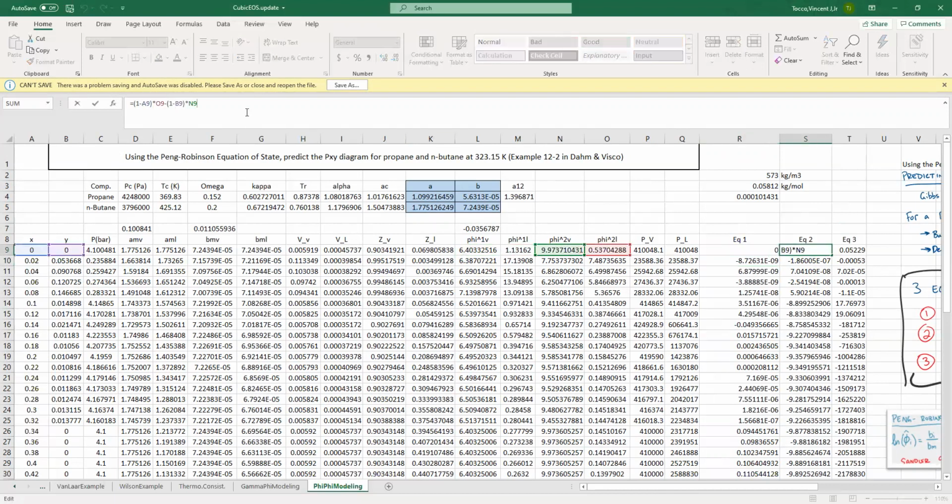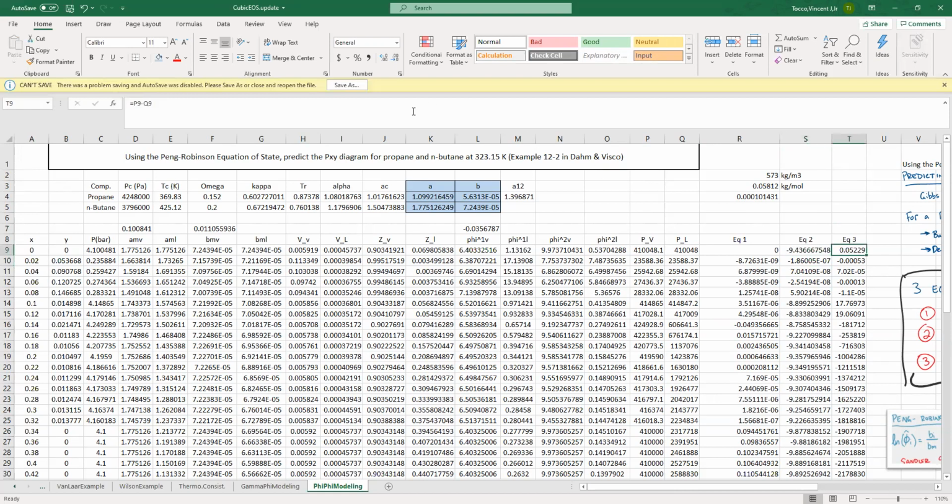Equation 2 is the same equation. So it's y2 now instead, x2 now instead, which is 1 minus A9 times O9, which is phi2 liquid, minus y2 times phi2 vapor. And this one should be 0, so I need to goal seek that to 0 in order for the equation to work, or solver it to 0.